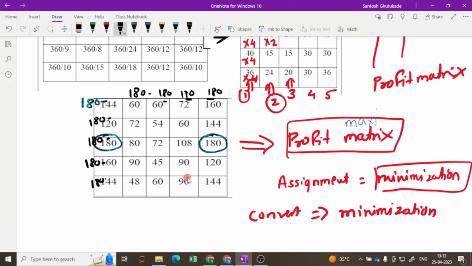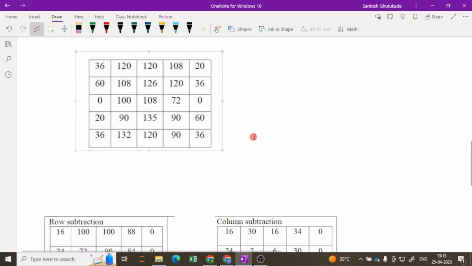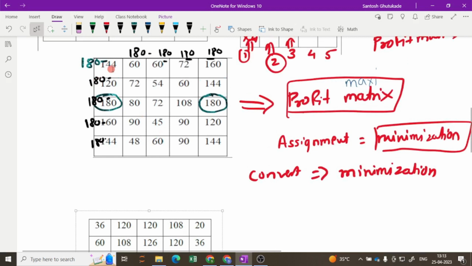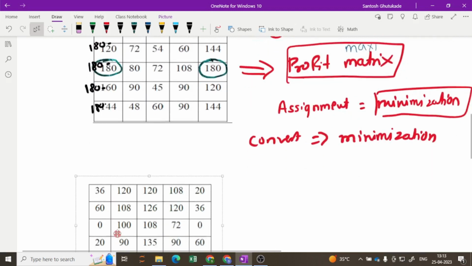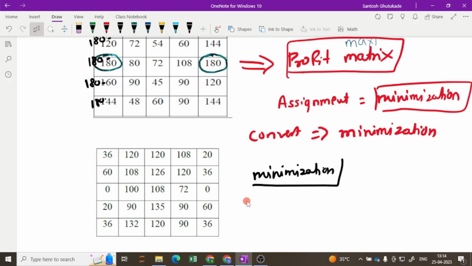Like that, for the whole matrix we have to do this procedure to convert it into a minimization problem, because the Hungarian method is used to solve minimization problems. After this subtraction we get this matrix. If you see, 180 minus 144 is 60, 180 minus 120 is 60, then 180 minus 180 is 0. So now we have converted the problem into a minimization problem, and we can solve it by the Hungarian method of the assignment model.